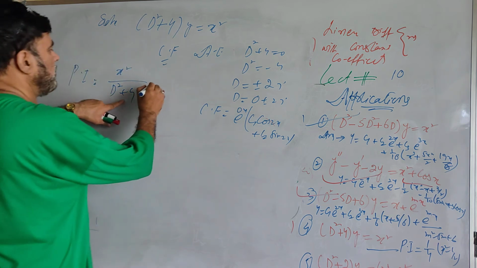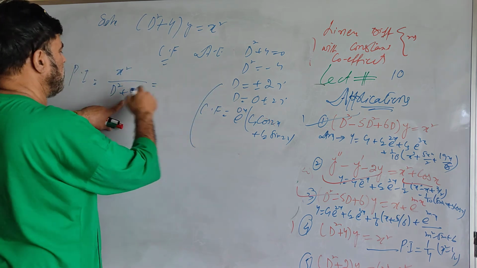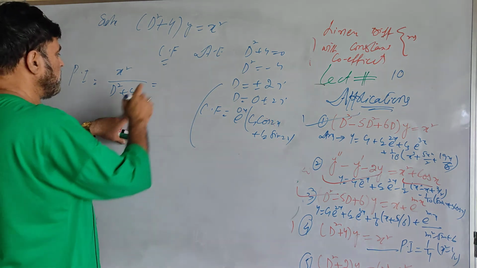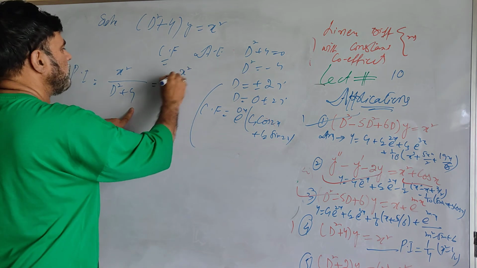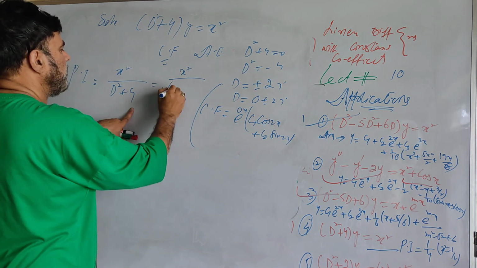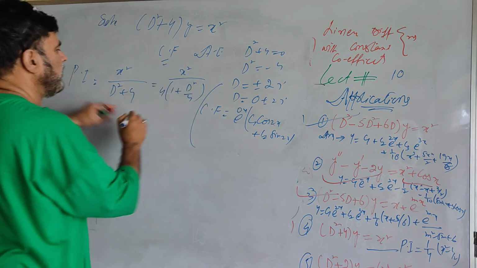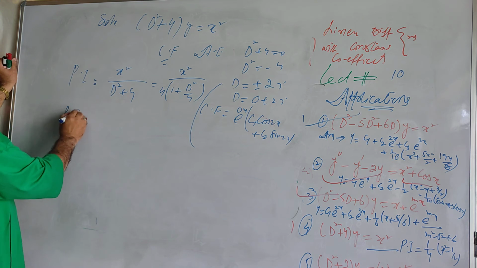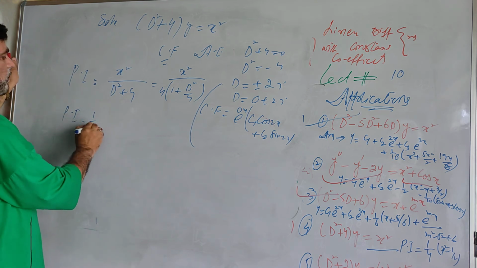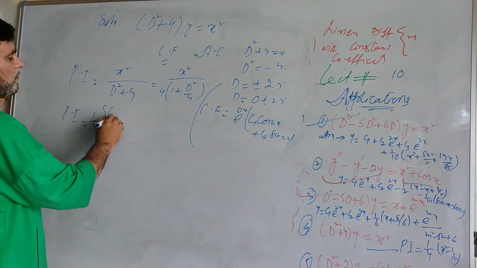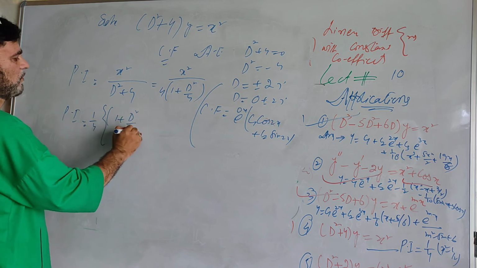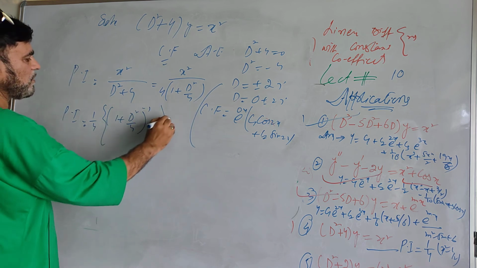Here the lowest degree term is 4. It is x square by, I will take 4 common. It is 1 plus D square by 4. Then you write the particular integral is 1 by 4 out. It is 1 plus D square by 4 raised to power minus 1 into x square.